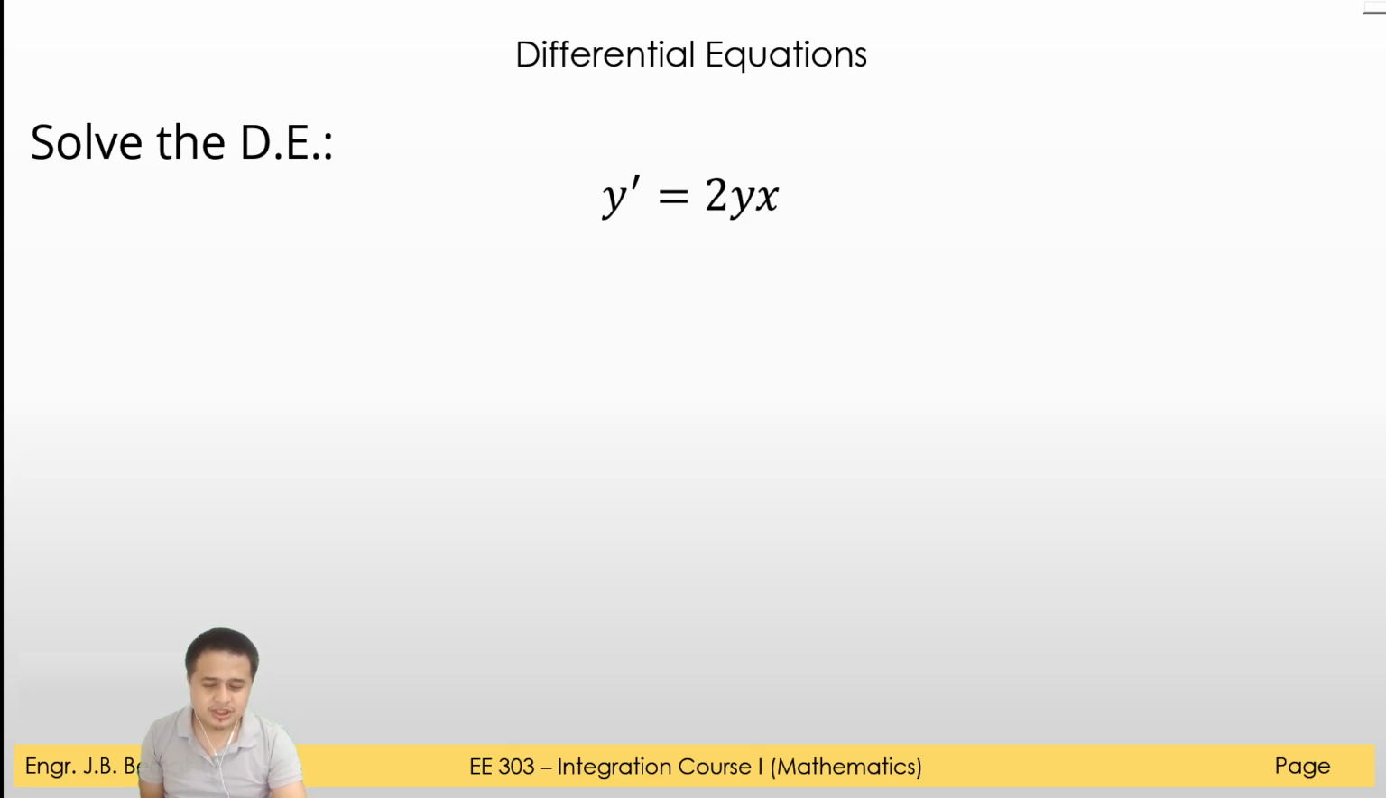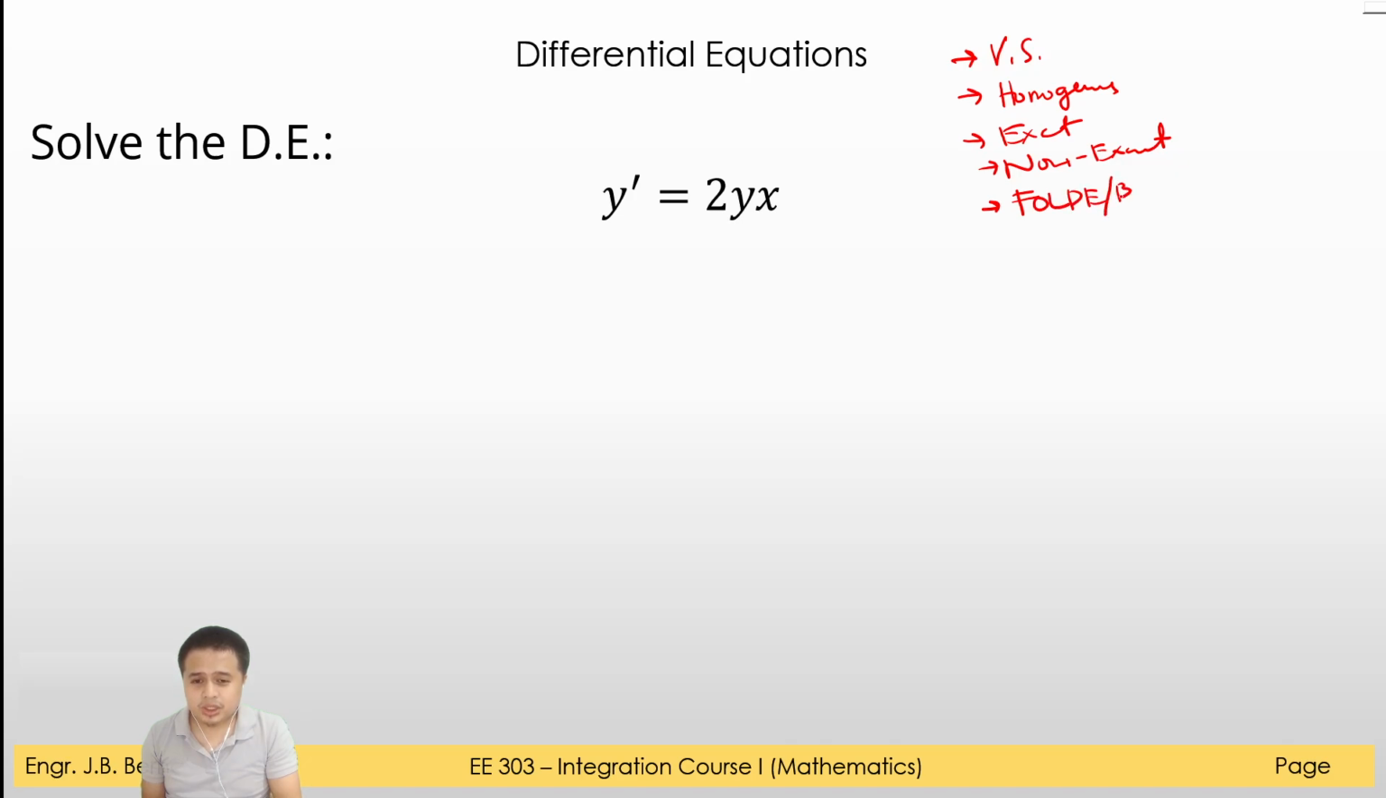So let's now try solving differential equations. If we have this differential equation, we don't know where to start. You first try to figure out the steps. The first thing you have to do is identify what type of differential equation this is. Basically, you start with the simplest one: check if it is variable separable, if it is a homogeneous differential equation, if it is exact, if it is non-exact, if it is a first order linear differential equation, or a Bernoulli differential equation.